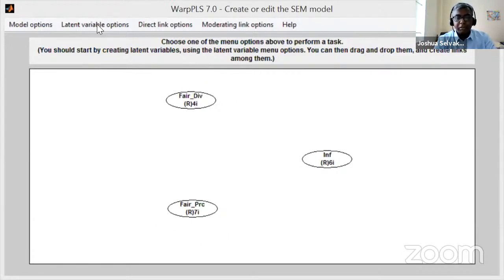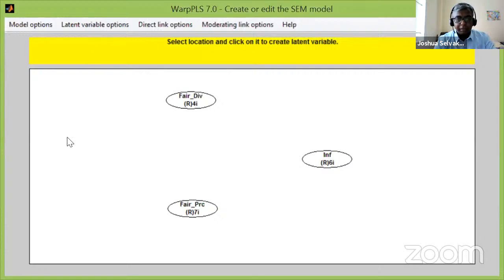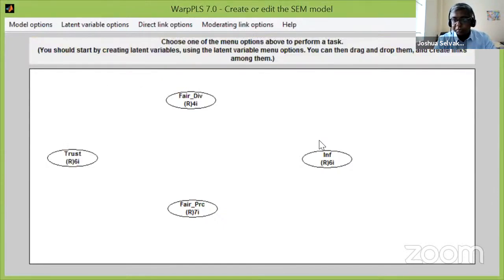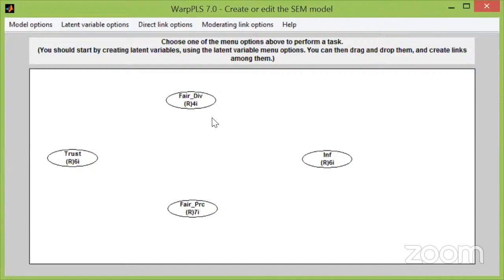Okay. So I have three constructs here, and I'm going to bring the fourth construct. Maybe because it is screen by screen, the Zoom is not able to pick it up. Now I'm going to add one more variable: Trust. Add all the variables. Save. Are you able to see four variables now? Yes, sir. Trust, fair practice, fair division.